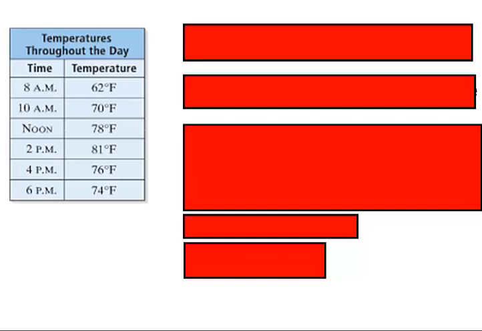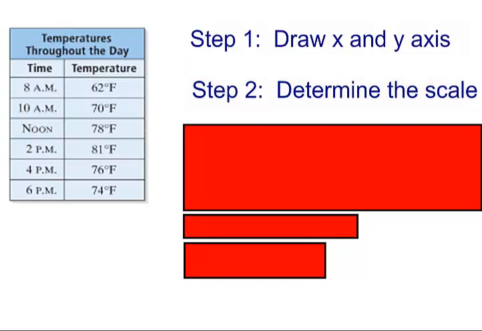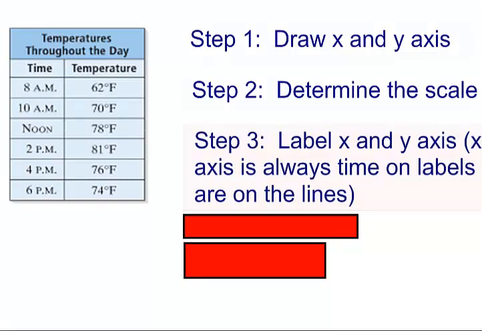Here we have the different steps in making a line graph. Step 1, draw the y and x axis on your graph paper. Step 2, determine the scale. What should you go up by? Remember, always start at 0. Step 3, label the x and y axis. Remember, x is always time, and labels are always in the lines. This is a line graph, so we're only using lines on the graph paper.